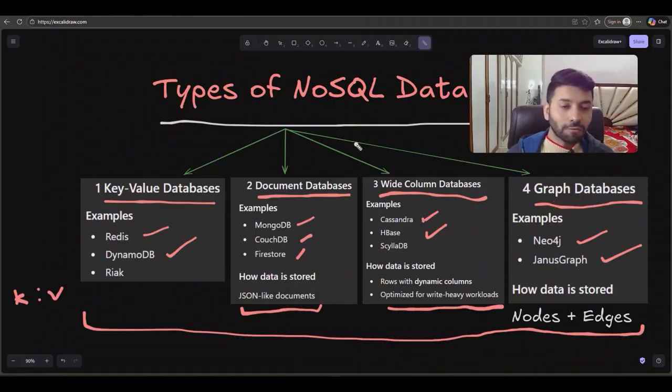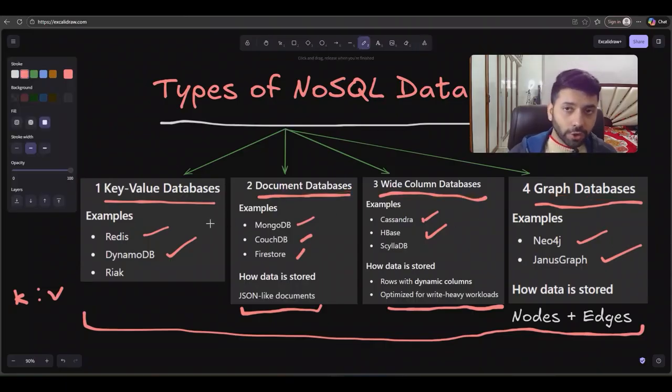Okay, so these are the four types or categories of NoSQL databases. So what we will do now is walk through each of these in detail so that you get more clarity on when which one should be used. Okay, so let's start with the key value database.